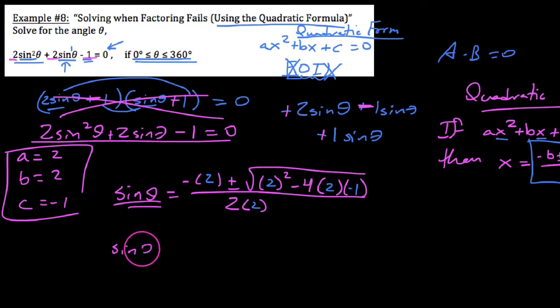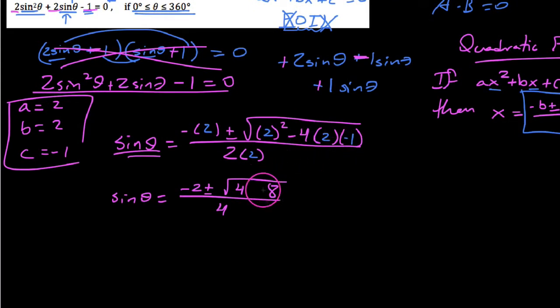We get sine of theta is equal to negative 2 all over 2 times 2, which is 4. And then we say plus or minus the square root of 4, and then we have a negative 4 times a positive 2 times a negative 1. Well, 4 times 2 times 1 is 8, and a negative times a negative is a positive. So I get this right here. We say sine of theta is equal to negative 2 plus or minus the square root of 12 all over 4.